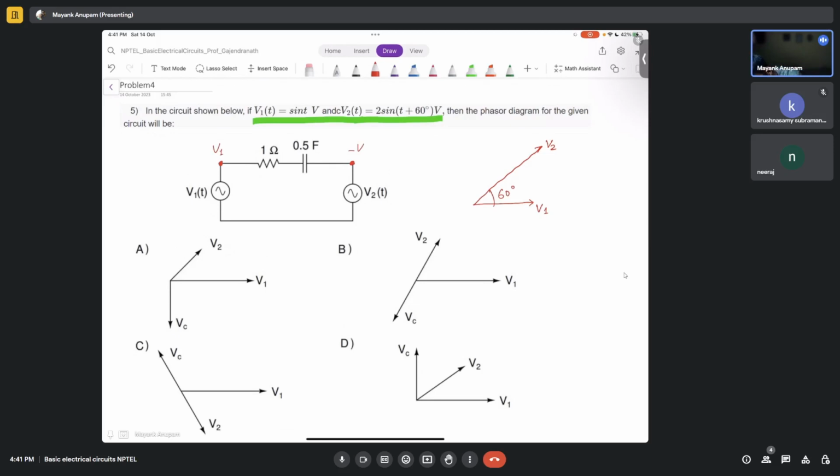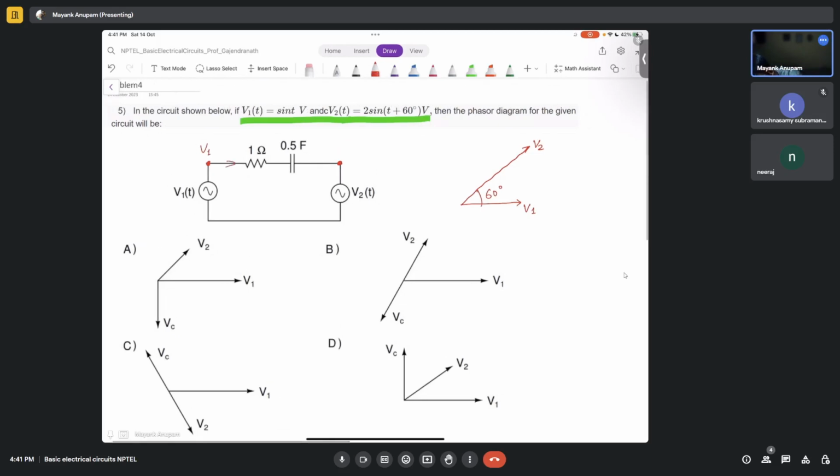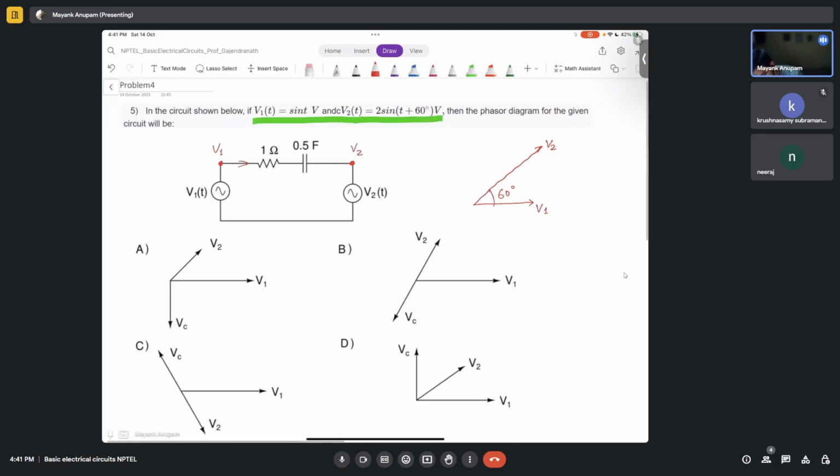So what will be the current, by the way, in this branch? V1 minus V2 divided by 1 plus the impedance of this. So tell me what will be the impedance of this 0.5 farad capacitor? Sir, 1 by j omega 0.5. 1 by j times 0.5 and omega is 1, right? So no worries there. So this will be 2 minus 2j, right? Okay, sir, this is minus 2j.